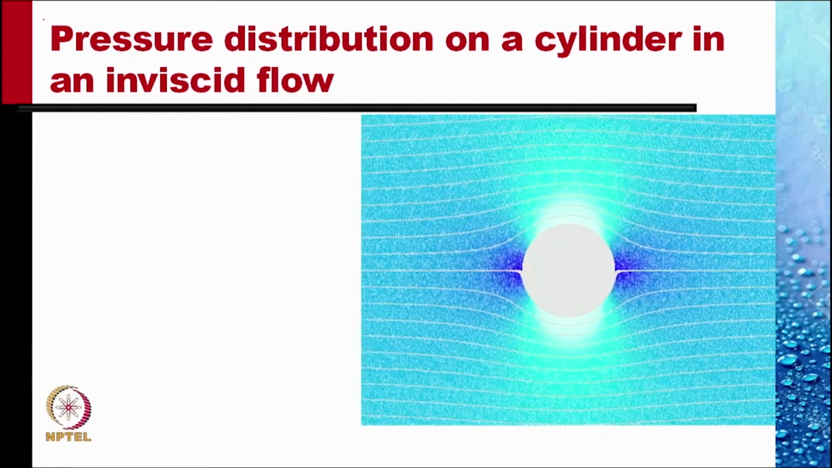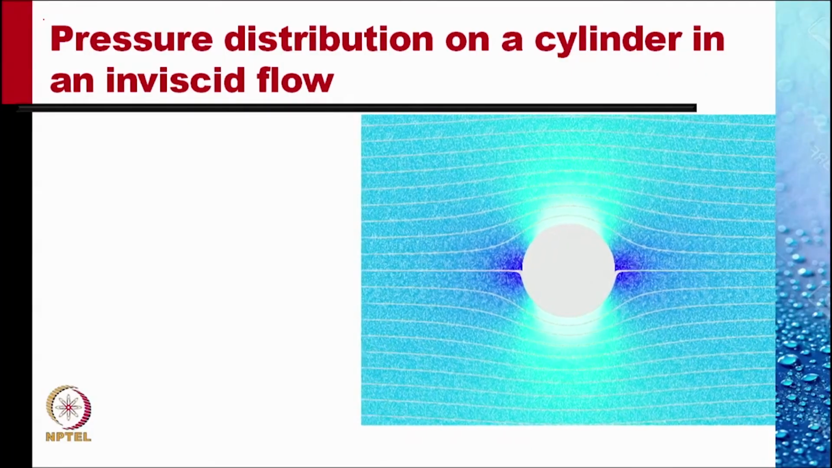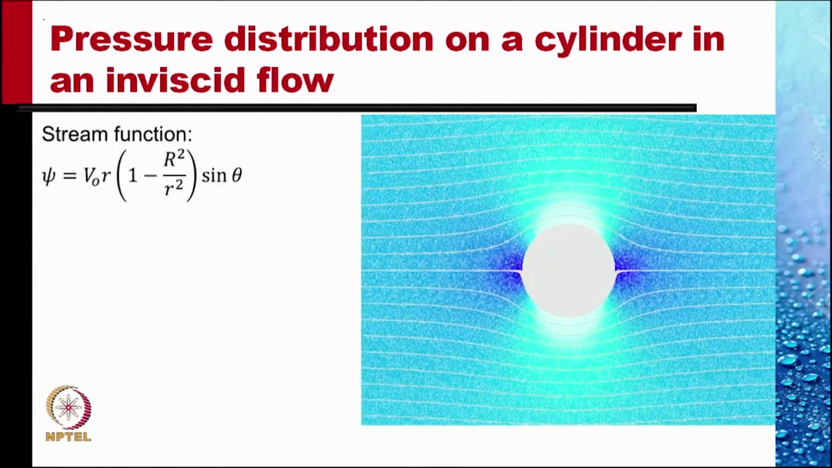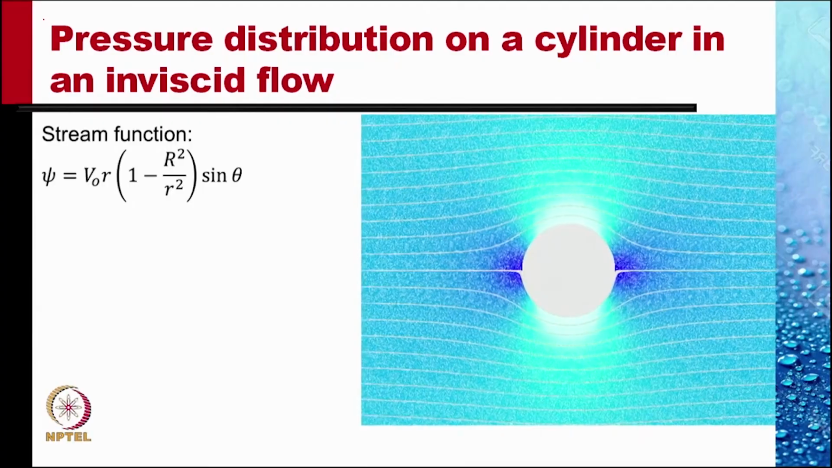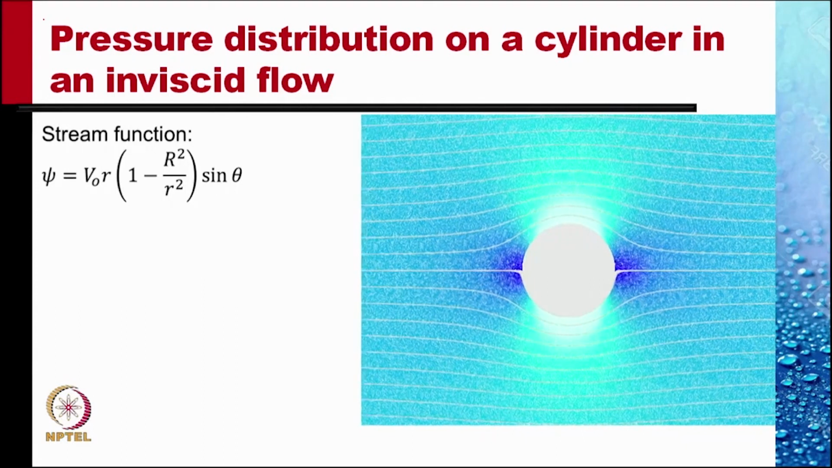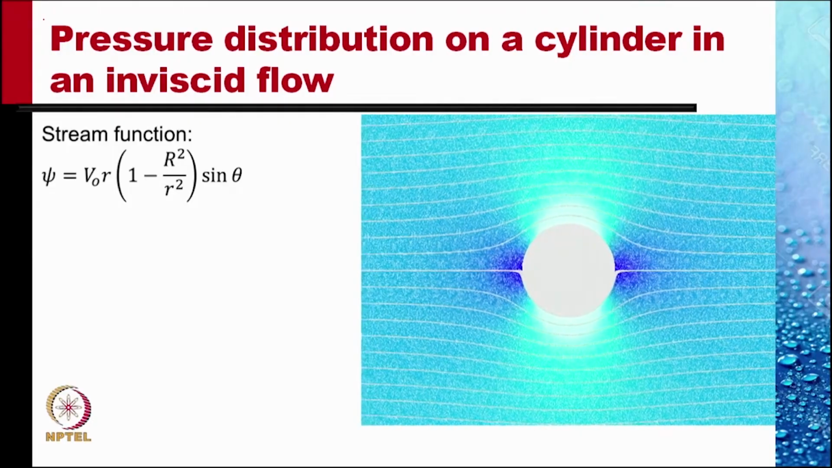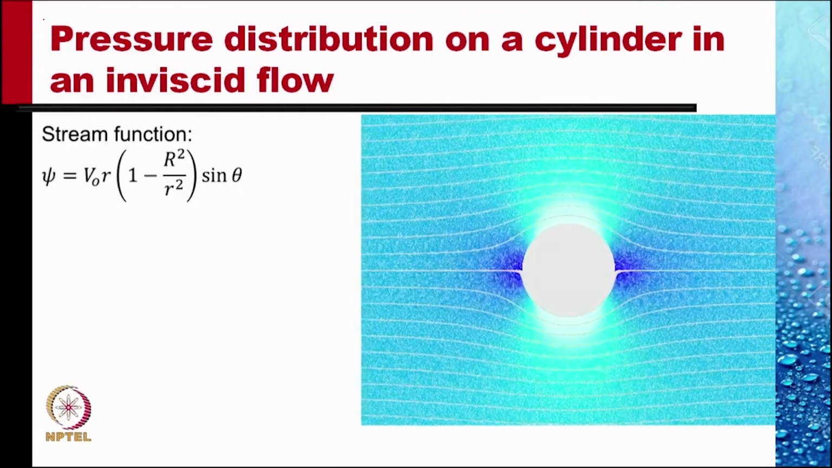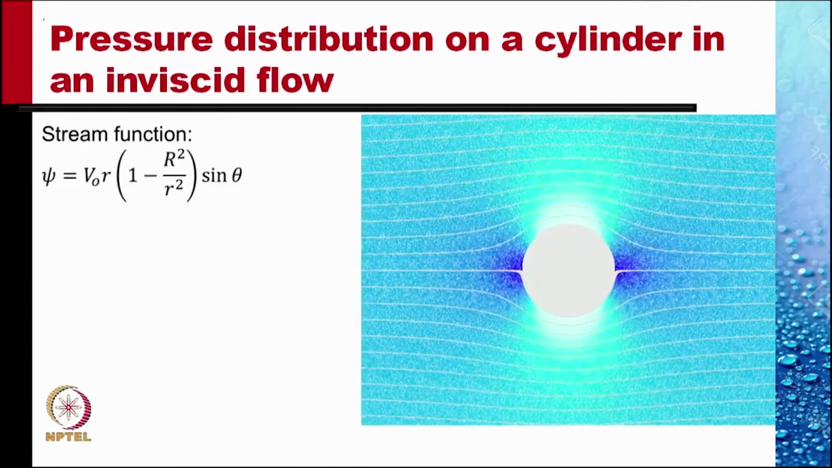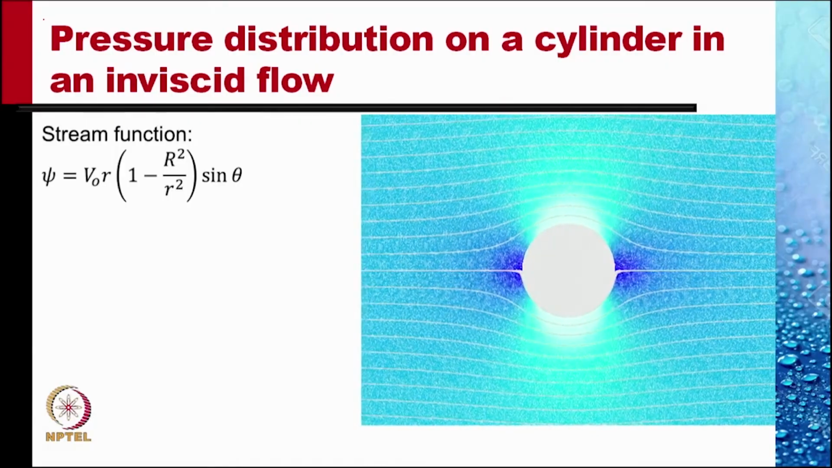If we can neglect viscosity, then the flow about a circular cylinder is given by the stream function psi equal to V naught r into 1 minus R squared by r squared, sine theta, where capital R is the radius of the cylinder and V naught is the velocity of the fluid as it approaches the cylinder. As we have discussed, we can find the velocity components of this flow by taking the derivatives of the stream function psi.